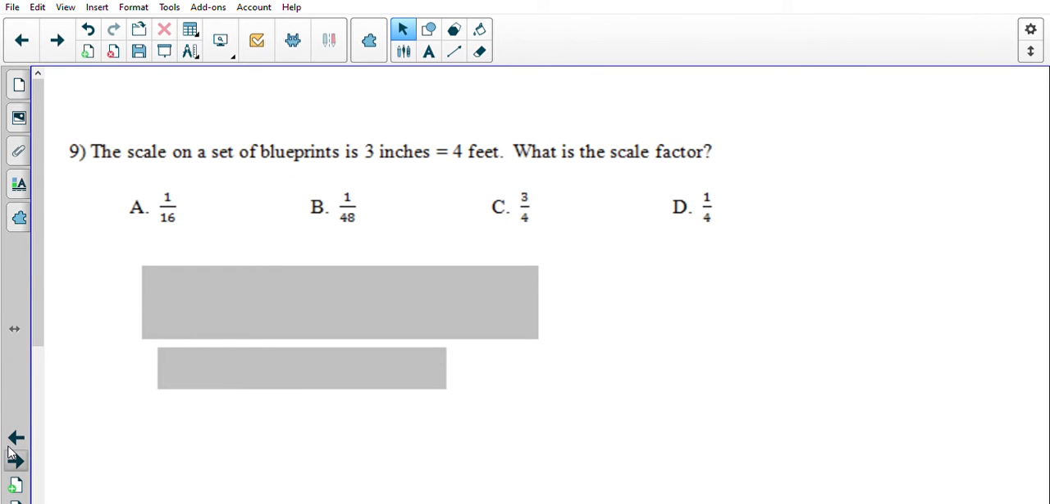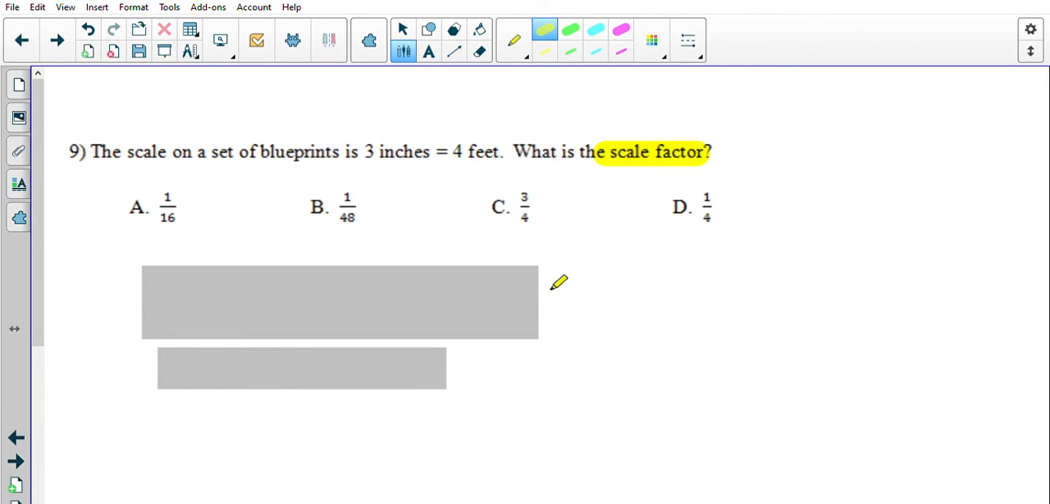All right, number 9 is a multiple choice question. I like to mix these in every now and then so we get some practice with it. The scale on a set of blueprints is 3 inches equals 4 feet. What is the scale factor? Go ahead and pause the video, give this question a try. Scale factor, of course, is a fraction. Which of these is correct?